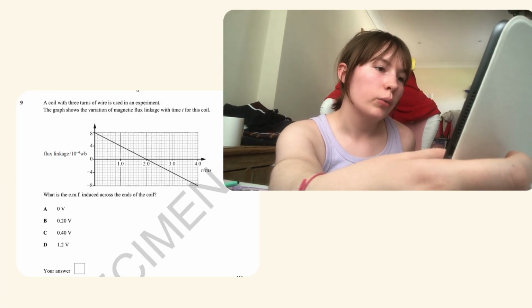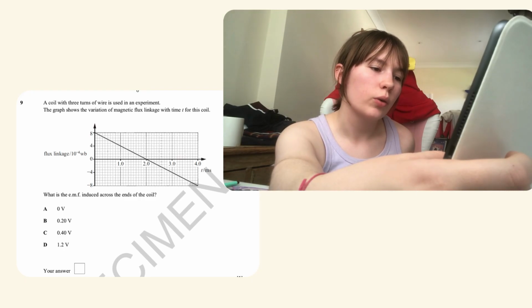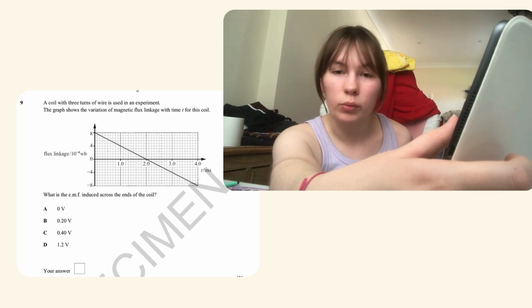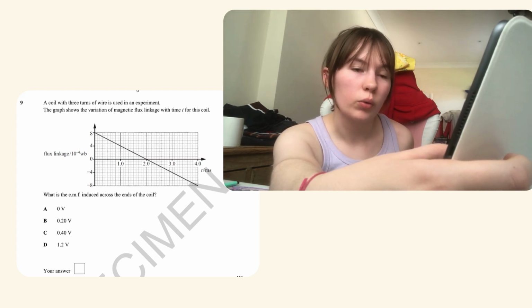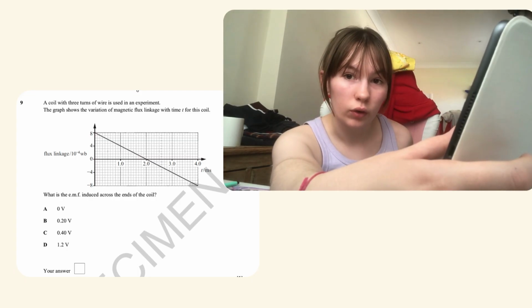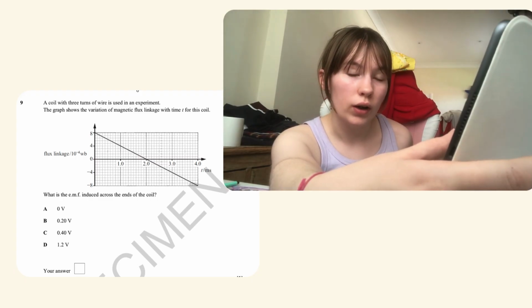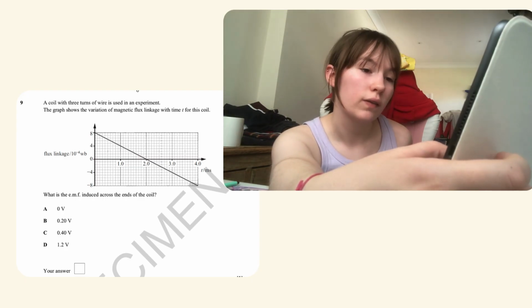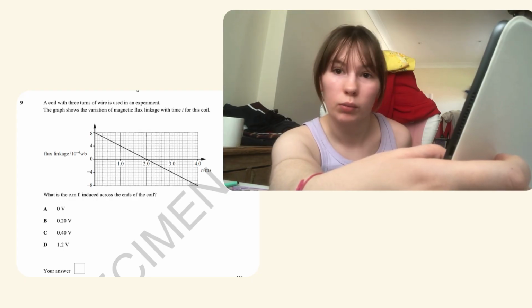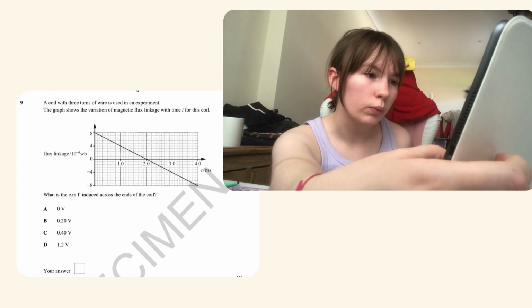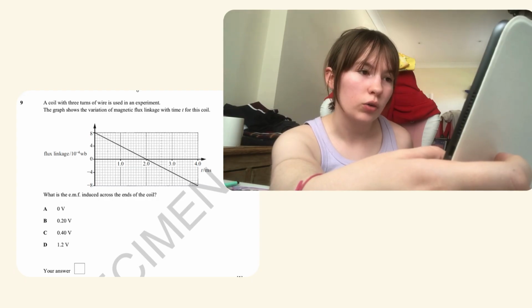Okay, a coil with 3 turns of wire is used in an experiment. The graph of magnetic flux linkage with time for the coil. What was the EMF induced? Right, trick question. I remember tripping up on this question a very long time ago because I got confused with whether flux linkage contained the number of turns or not. It does. So if you're already given the flux linkage, ignore the number of turns. So we just need to work out the gradient of this one. So 16 times 10 to the minus 4 over 4 times 10 to the minus 3, which should give you, let's see, yeah, 0.4. Because we don't need to worry about the number of turns.